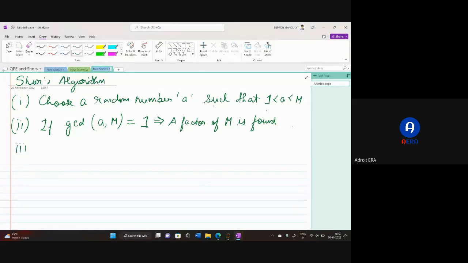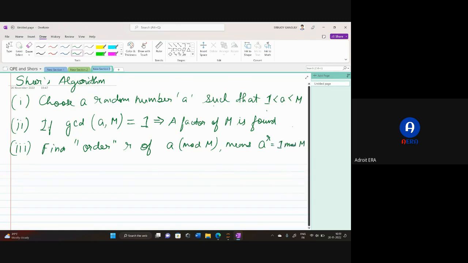Now, third step: find the order R of A mod M. It means A to the R is equal to 1 mod M. This should be satisfied. That is what it means. Okay, find the order R.